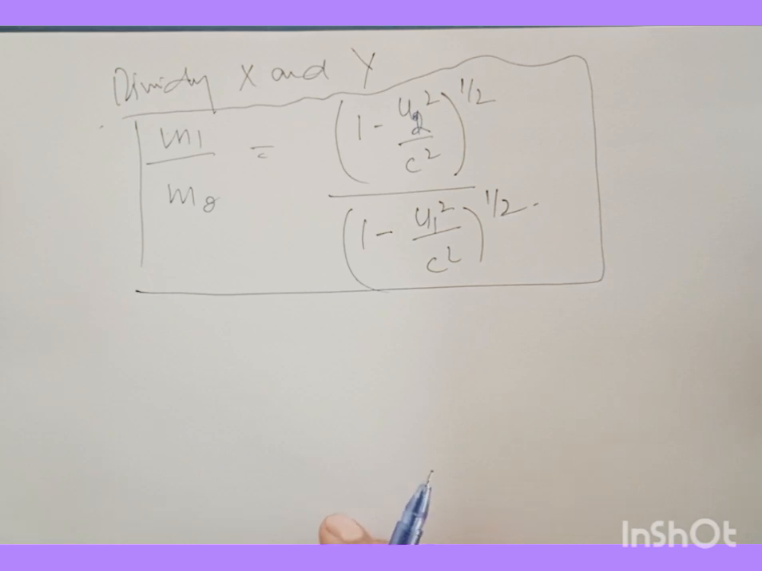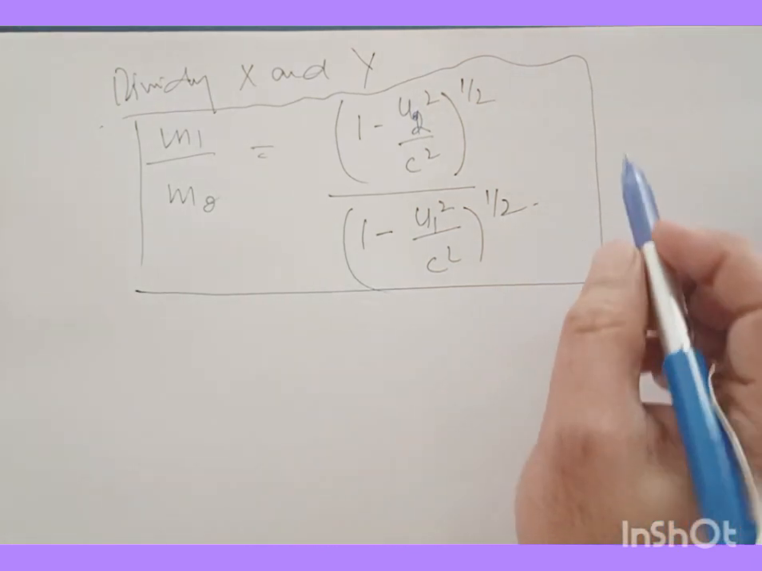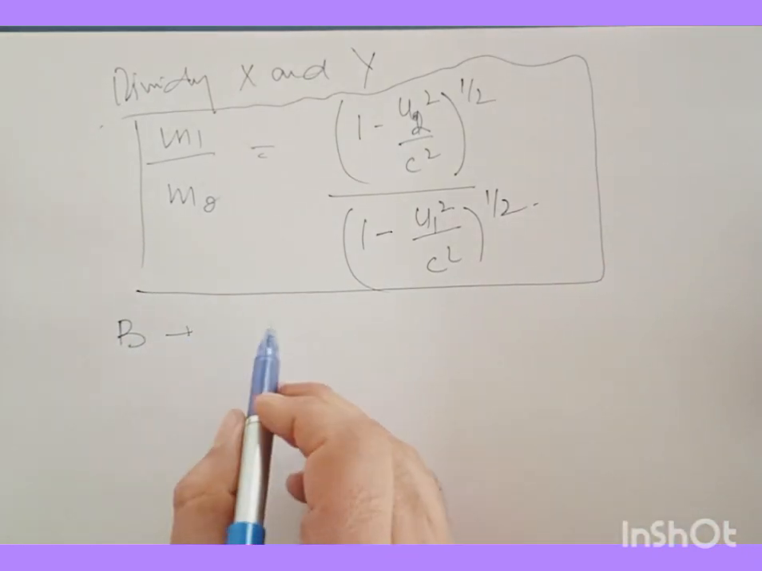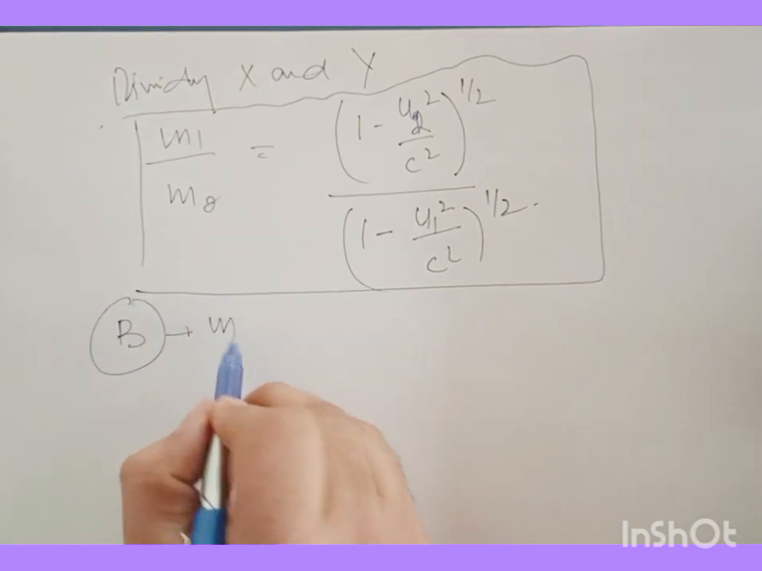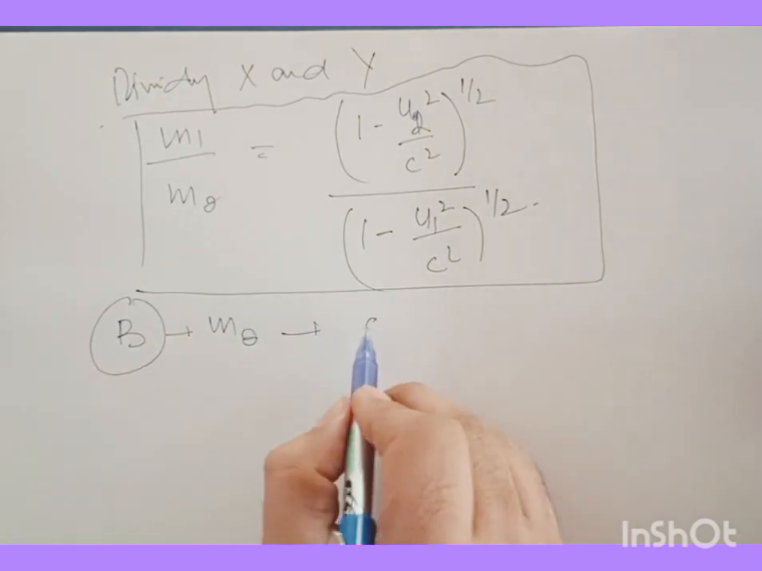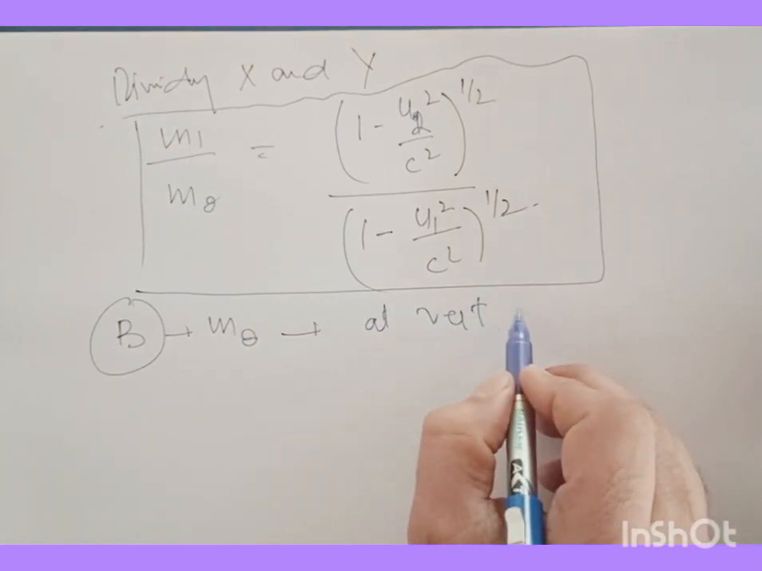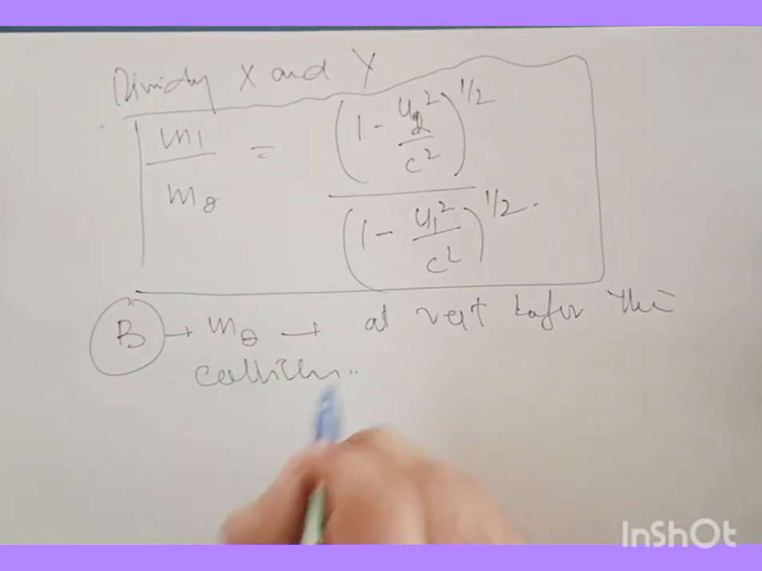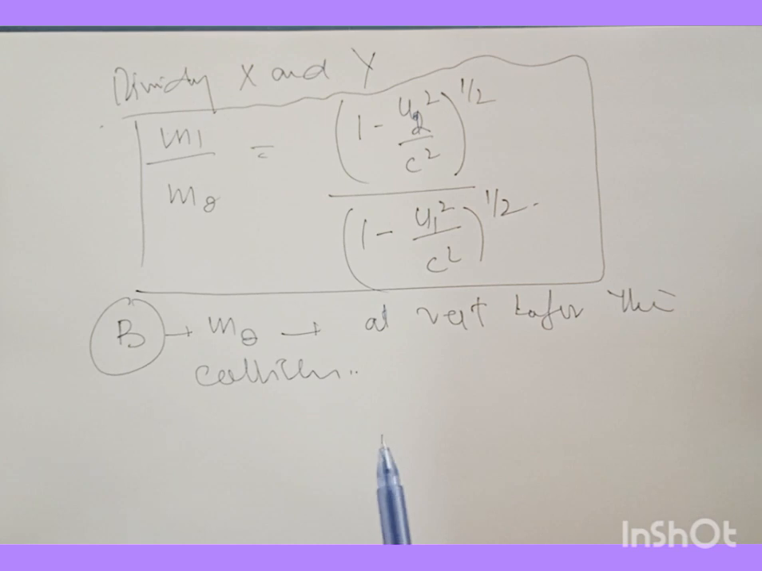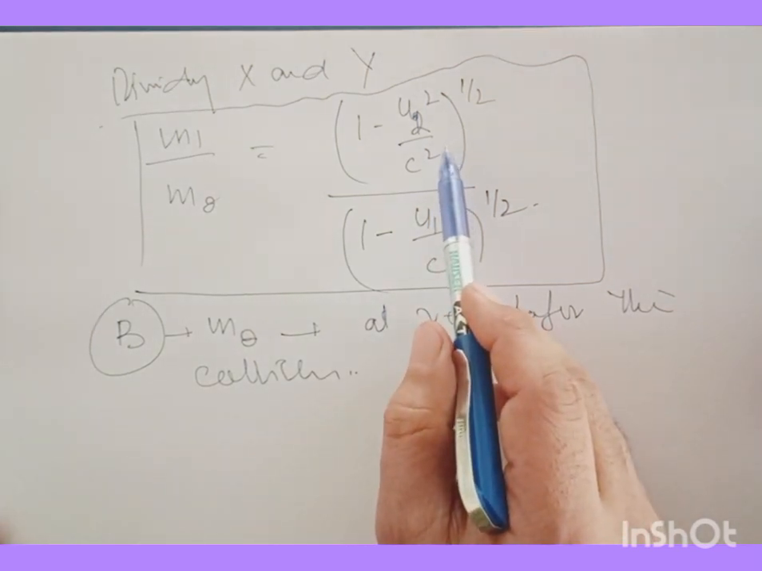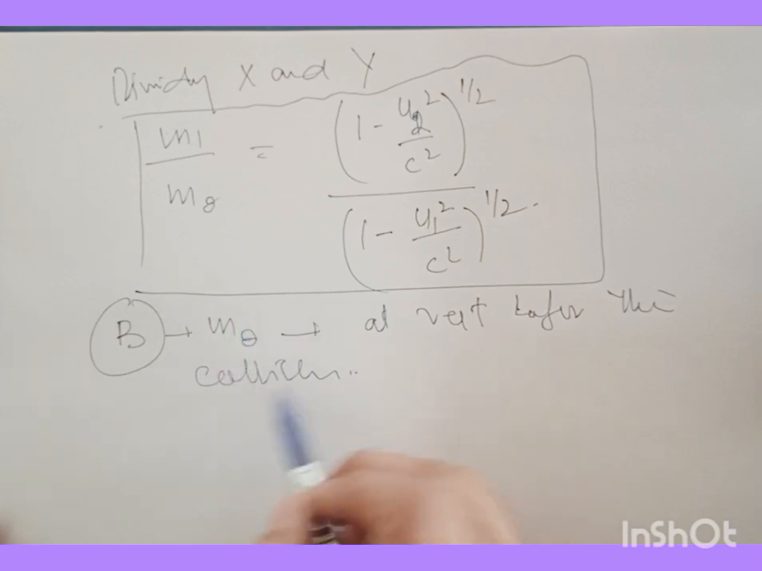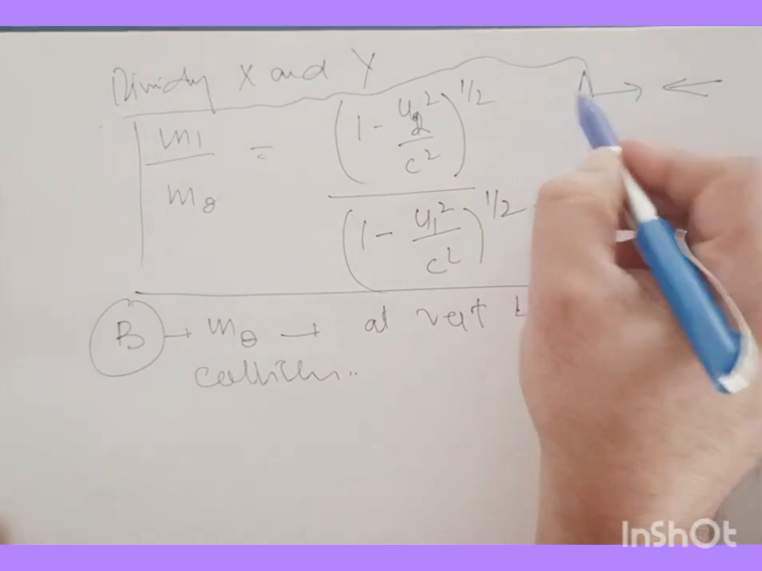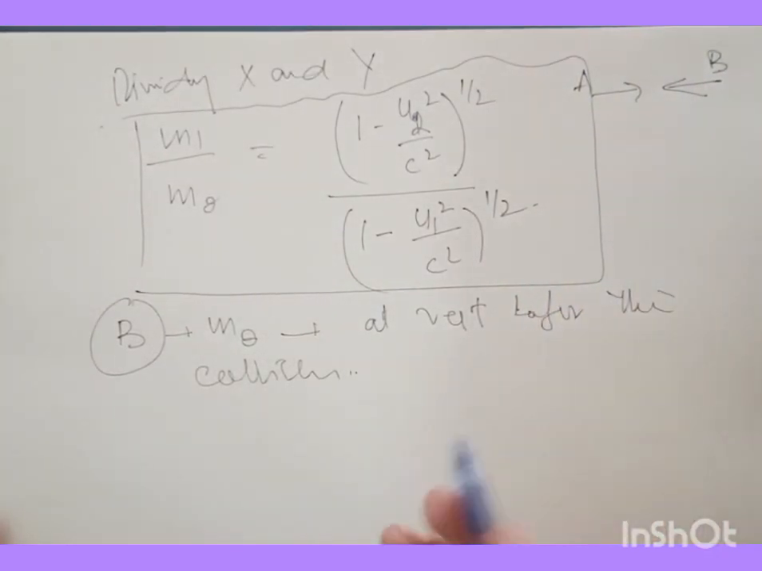And so what's going to happen here is, now if I assume that the body B, which has mass m2, is at rest before the collision, then u2 is going to get out of it. So assuming that m2 is at rest before the collision. Okay, so I have A and I have B. I'm assuming that B is at rest before the collision.